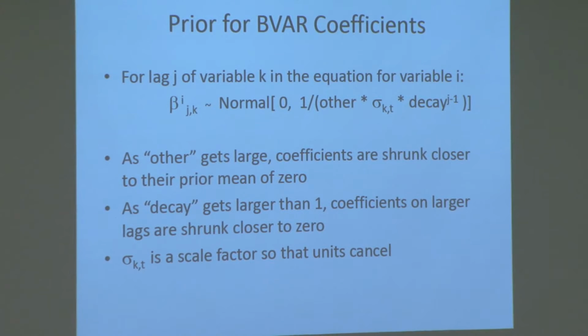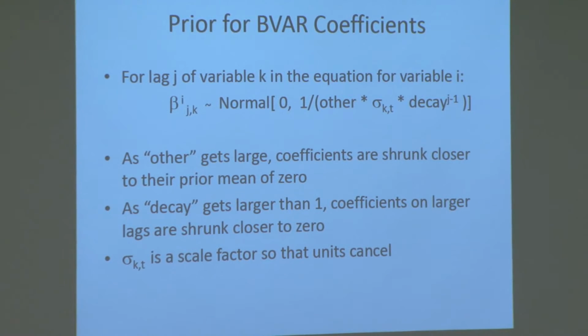So the prior says that for lag j of variable k in equation i, that coefficient is centered around 0. And the larger this parameter other is, the tighter it is around 0, and the larger this parameter decay is, the tighter it is on further lags. It turns out the decay parameter wasn't very interesting because it got very large. The optimal forecasts were very tight around all these lags of other variables.